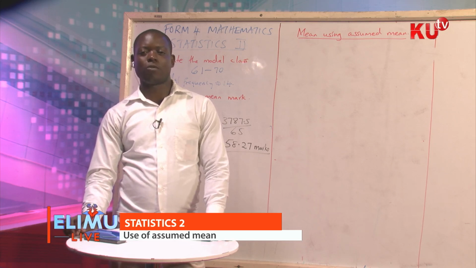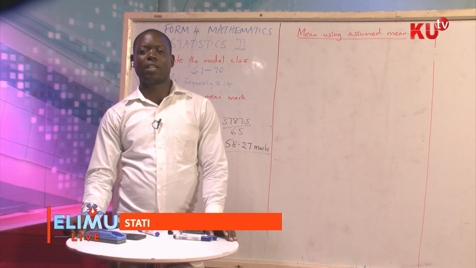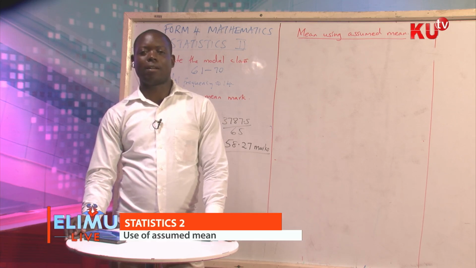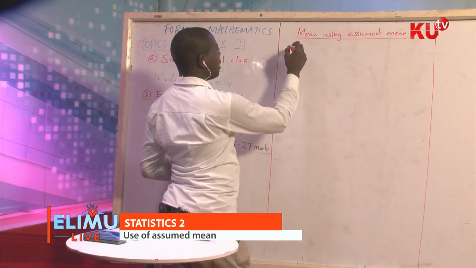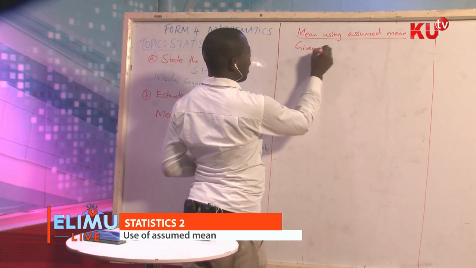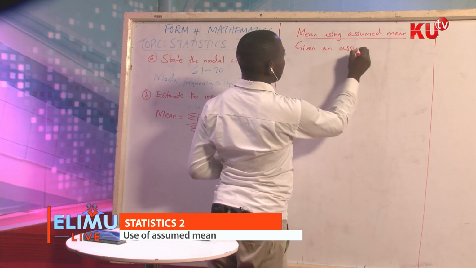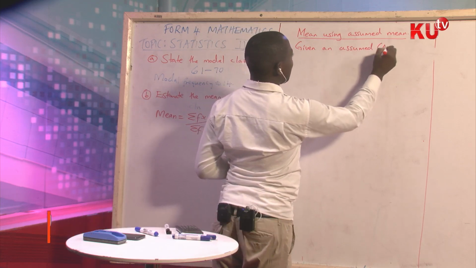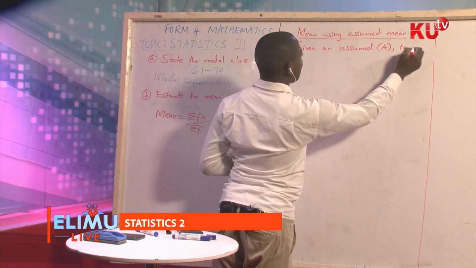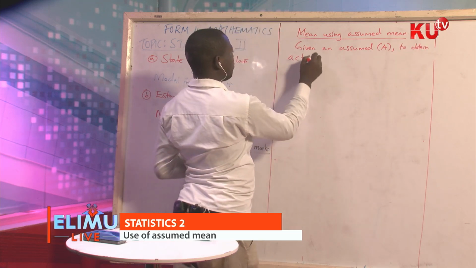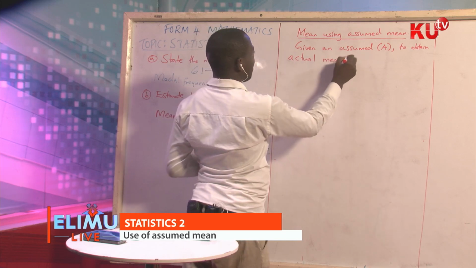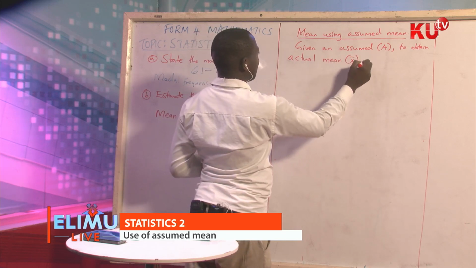So what do we do, students? We now have an assumed mean. Let's call it A, our value representing the assumed mean. There will be three things that we shall need to do. So given an assumed mean A, to obtain the actual mean, which is the mean of X.